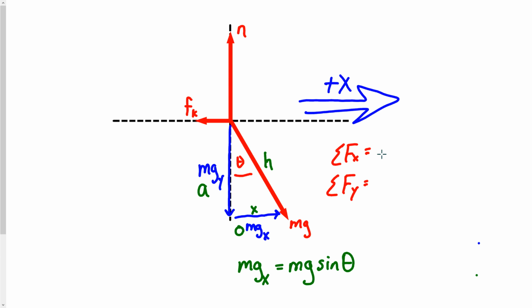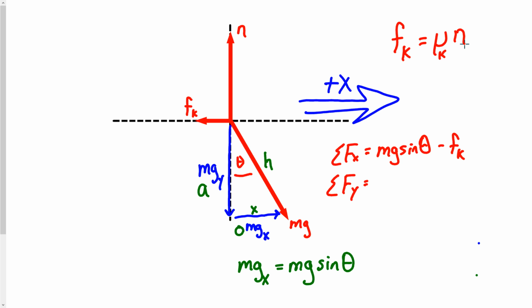So watch this, guys. I'm going to write mg sine of theta. That addresses my positive x, minus fk. And I'm going to give you a little heads up. Friction is equal to mu k n.